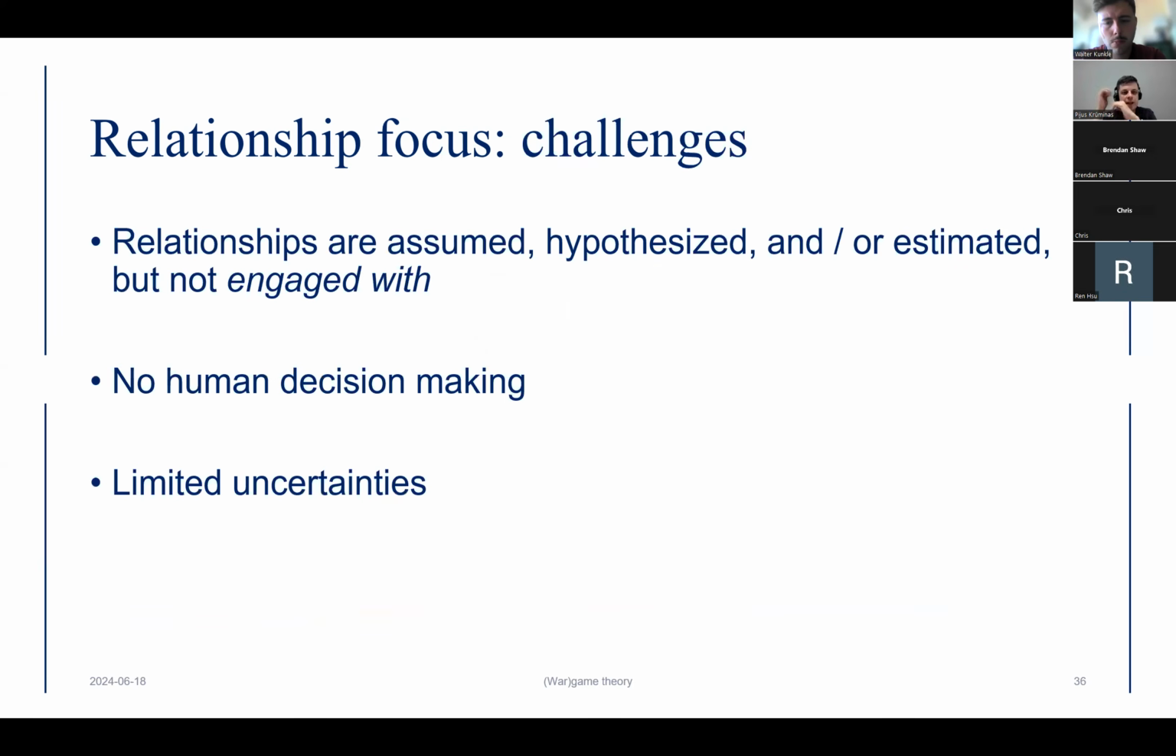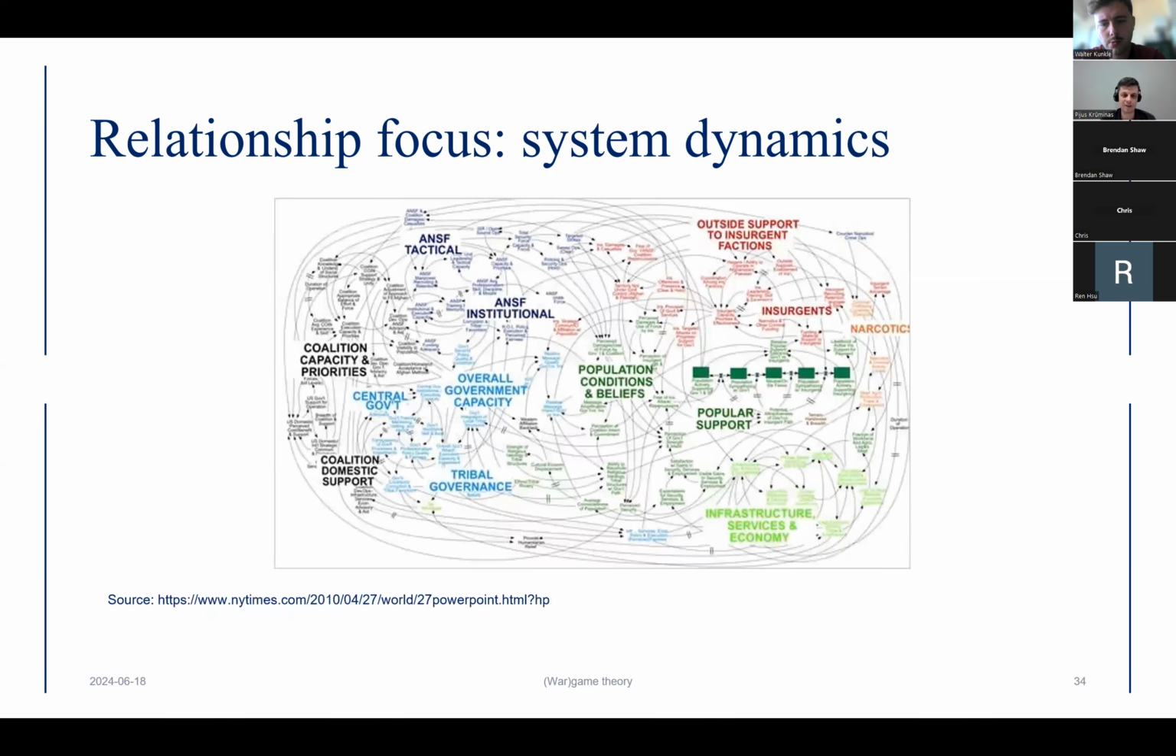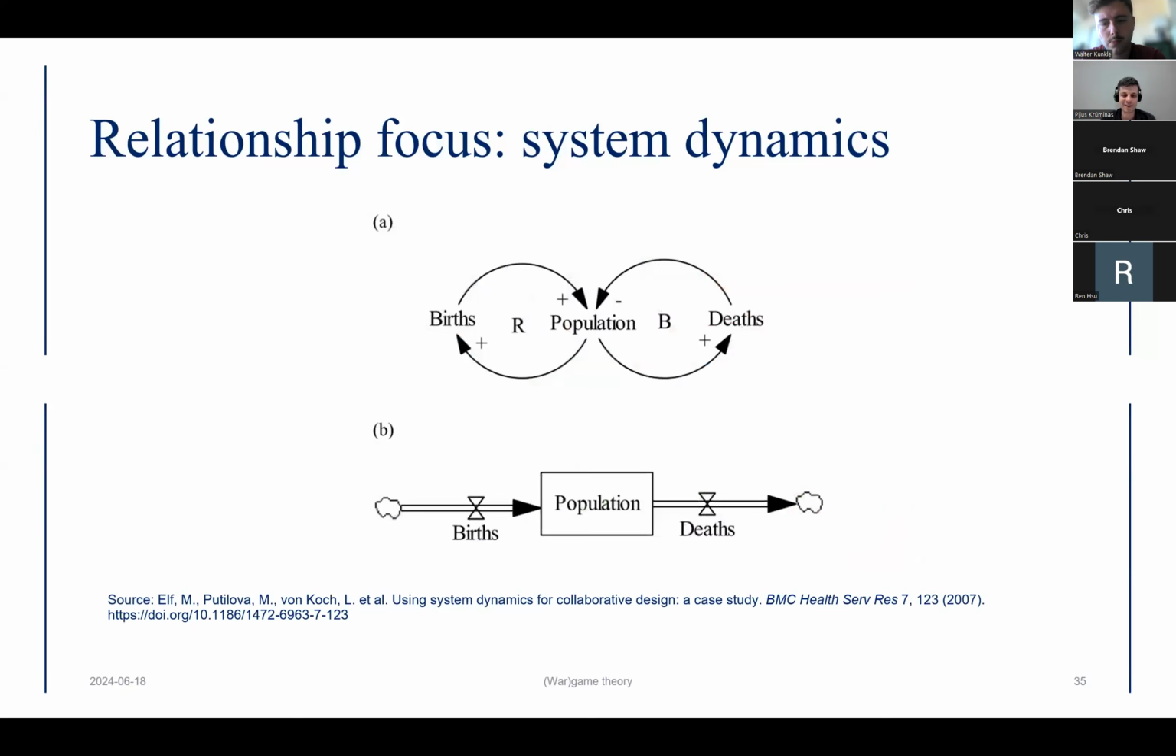So the challenges here are basically that you have relationships assumed, hypothesized, even estimated if you have empirical data, but not really engaged by anyone. There is a relationship, the strength of the relationship, the direction of the relationship, but that's about it. Is it a model? Yes. Are these models? Yes, because they describe reality, they simplify reality, they don't take everything into account. Even this one likely doesn't take everything into account, however exhaustive and exhausting it looks.